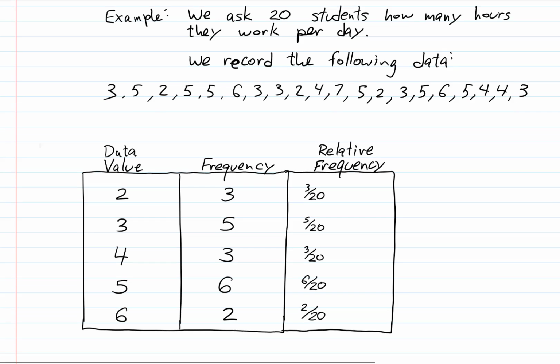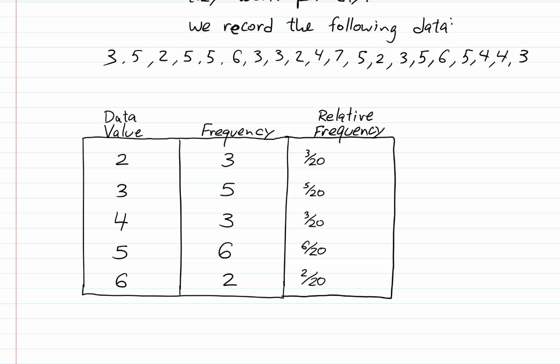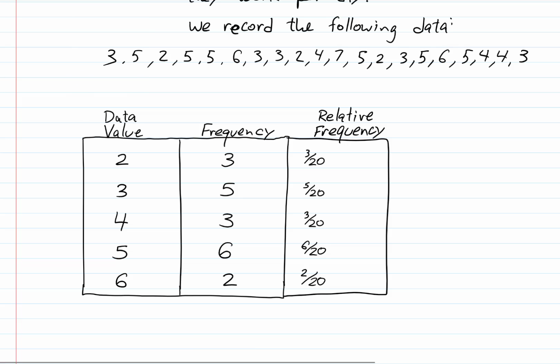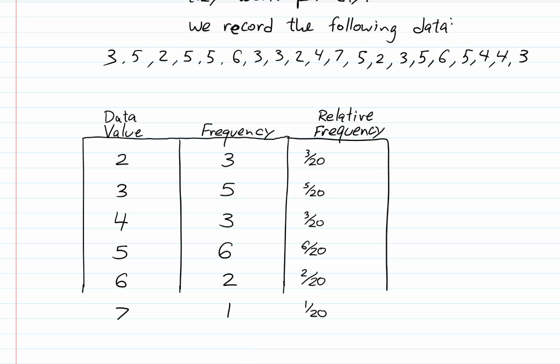Oh, shoot, I'm sorry. I didn't realize this. I left a number off. There was one person that worked 7 hours a day, and I just totally ignored them. Let me add that on to the table. It was one person, and that's 1 out of 20 that works 7 hours a day.